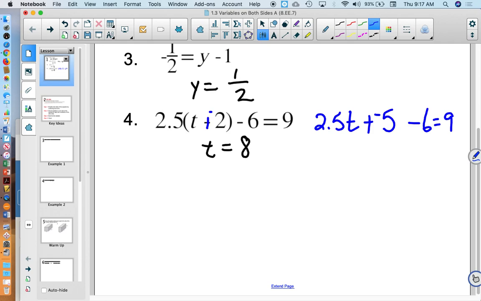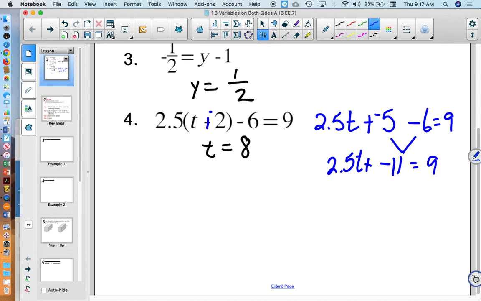So at this point, can I do any combinations? Can I combine anything, Landon, first? Yes. Would it be the 5 and the negative 5 and negative 2? Sure would, okay? So I have negative 11 plus 2 5/10 t, and I don't like using t's, but it's there. Now that equals 9. Now I move, do I deal with the variable first or do I deal with the constant first?